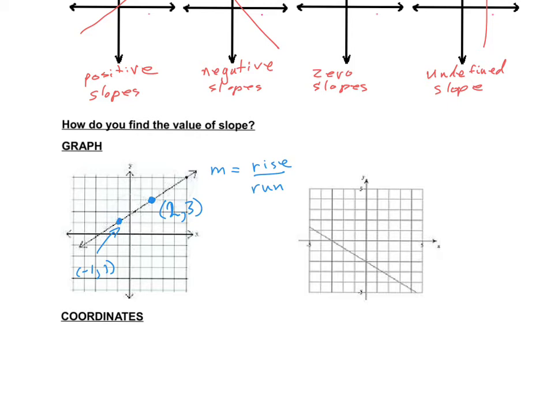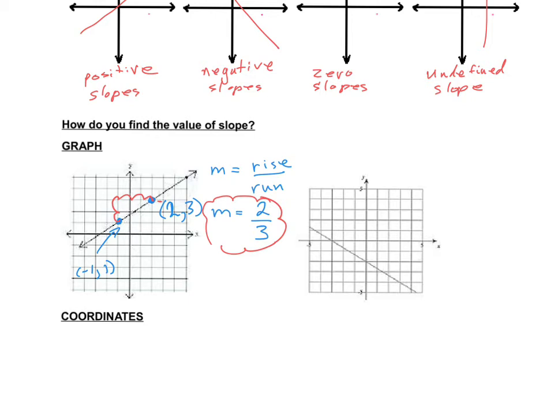To figure out the slope, we have to count the number of rises: 1, 2, which is level with this line here. So the rise is +2, and then the run is 1, 2, 3 spots. So we divide by 3. The slope is rise over run. In this case, it's 2 over 3.